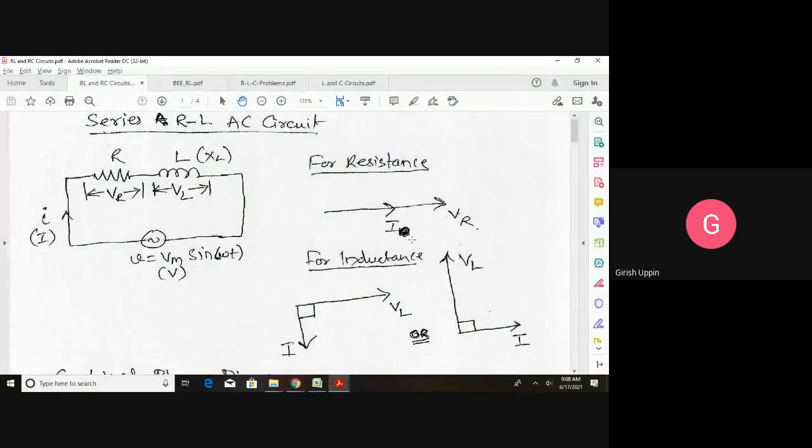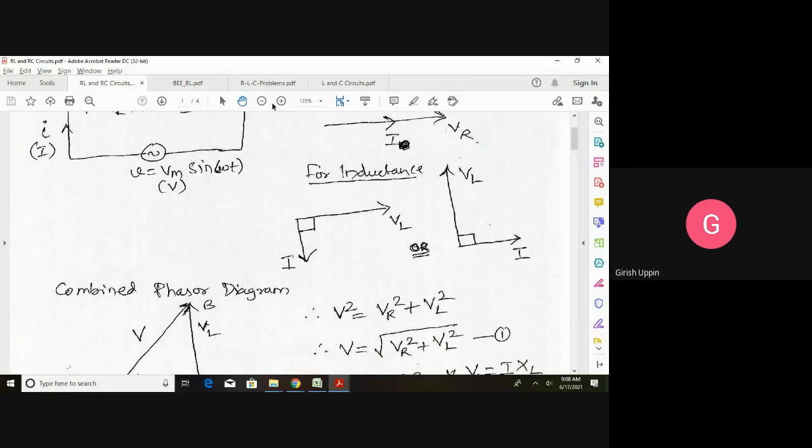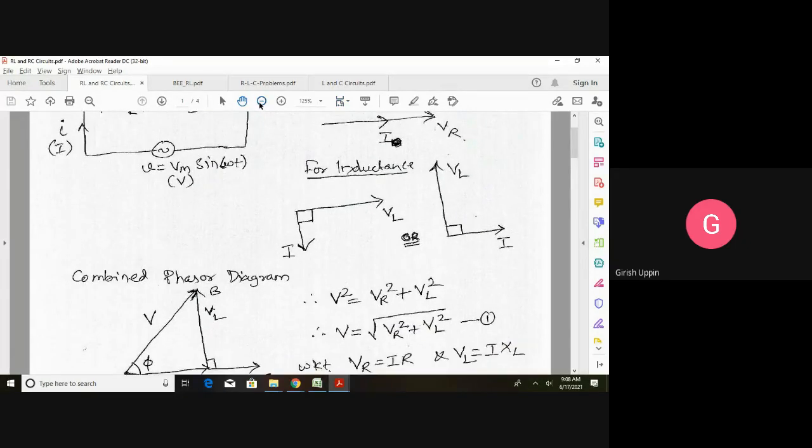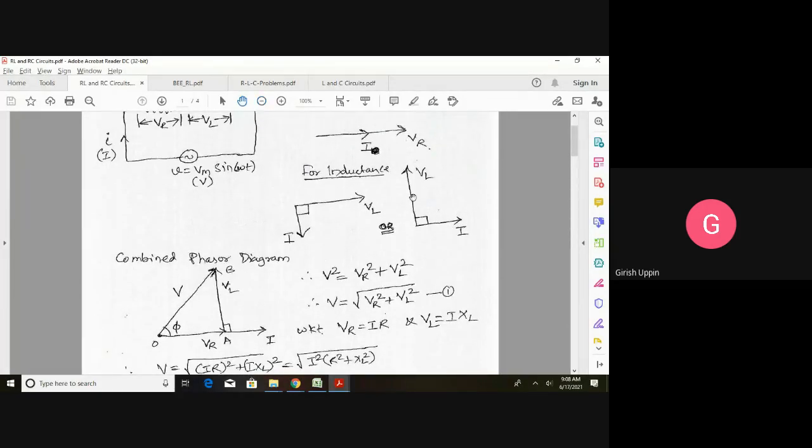Now we will combine both because they are in series. We will combine these two phasors. So when we are combining, let me reduce it so that you can see. Now we are going to combine this phasor and this phasor into one phasor. You can see the I is here. VR and VL will form the x-axis. So you can see here I'm rescaling the current. So this is the current on the x-axis and VR is also on the x-axis.